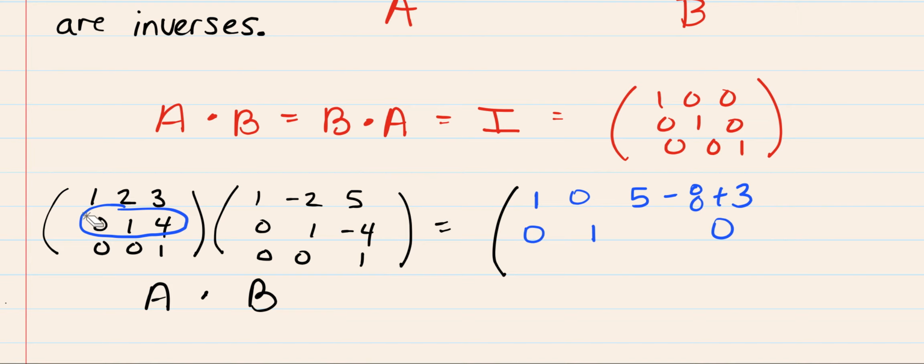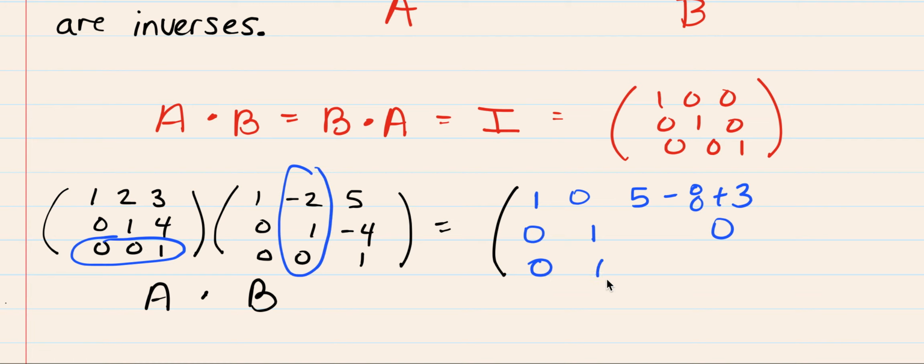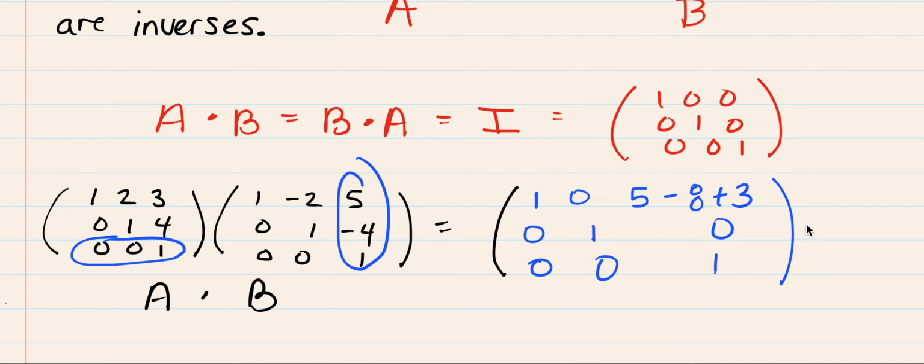Okay. And then let's do the last row with the first column. This is going to be 0. Then with this one, 0, 0, 0. And then the last one, we just get 1. So this becomes 0. And we get the 3 by 3 identity matrix, which is I.